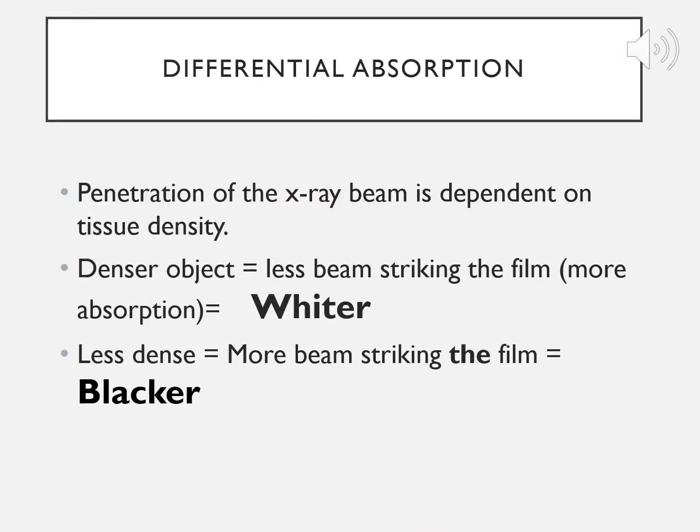So the denser the object, the more energy it will absorb, and the less that will strike the plate. So the denser it is, the whiter it will appear on an X-ray image. The less dense, the less energy is absorbed, or the less of the beam is absorbed, and the more of the beam is striking the plate, which will come back blacker. So more dense objects such as bone, dense soft tissues will be whiter. Air and less dense things will come back blacker on a plate.